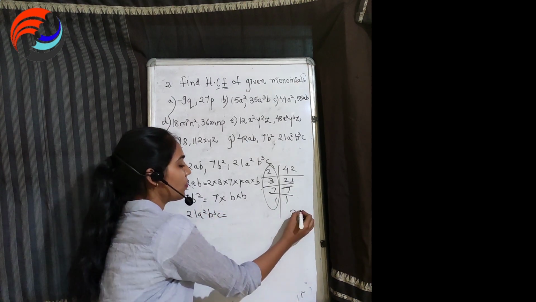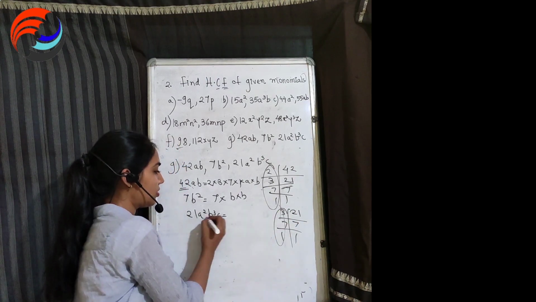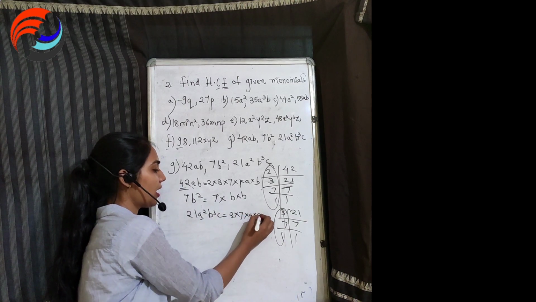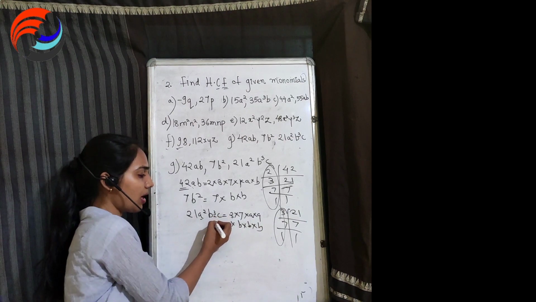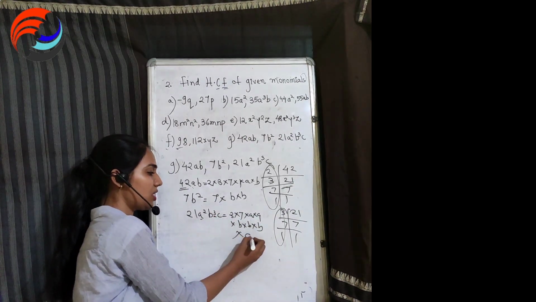Which equals 21, 3 multiply 7, A having 2 power, A multiply A, multiply B multiply B multiply B. B having 3 power, so we have taken the multiplication 3 times. और C बचा है तो C को ले लो.